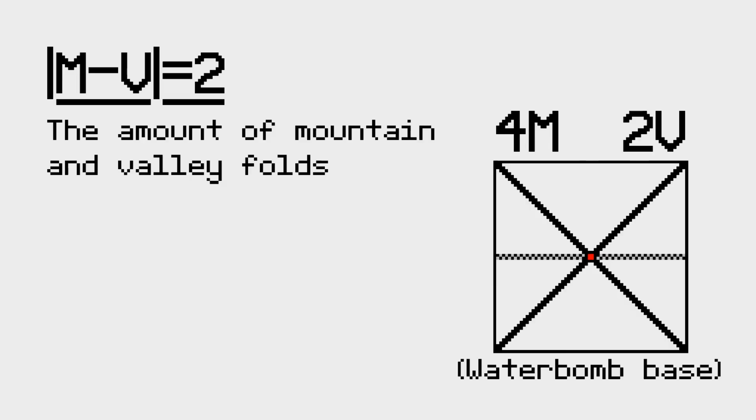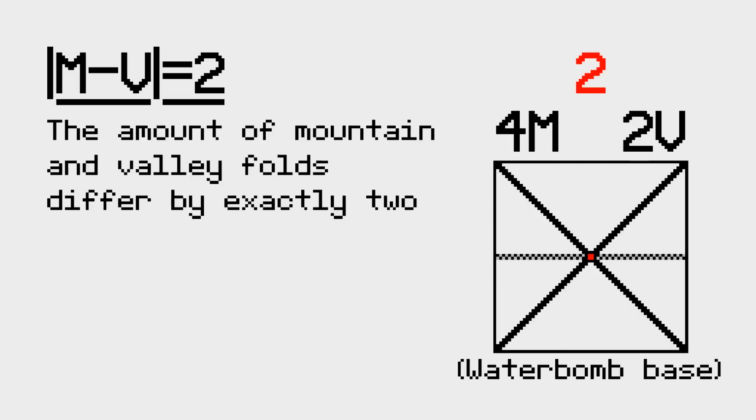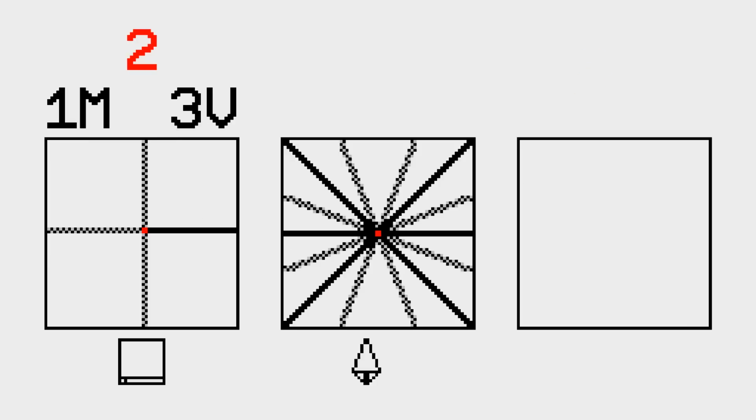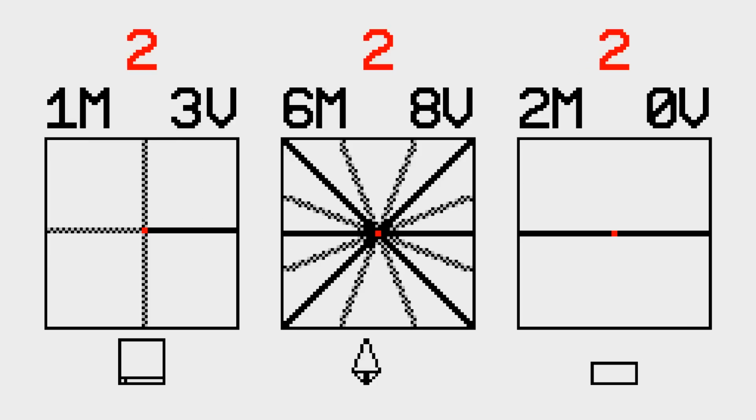The last of these laws is this: absolute value of m minus v equals 2. This one is super easy to prove. Take out the v shape from the m to get 2 i's, which is 2 in Roman numerals. Easy. Okay, but in all seriousness, the law states that the amount of mountain and valley folds at a point differ by exactly 2. Either there are 2 more mountain folds or 2 more valley folds. This works for any point on a crease, even in the middle of one.